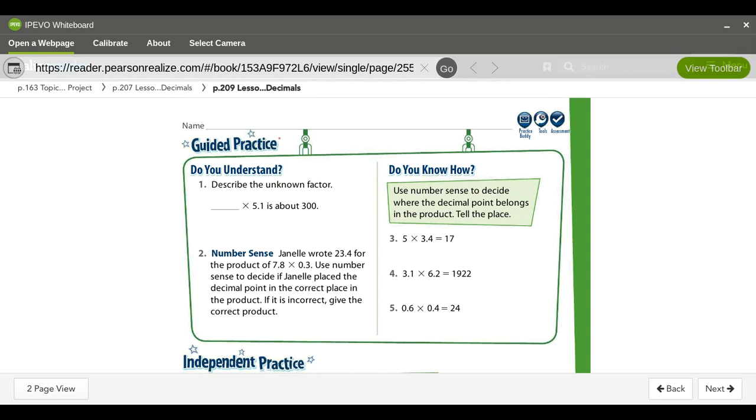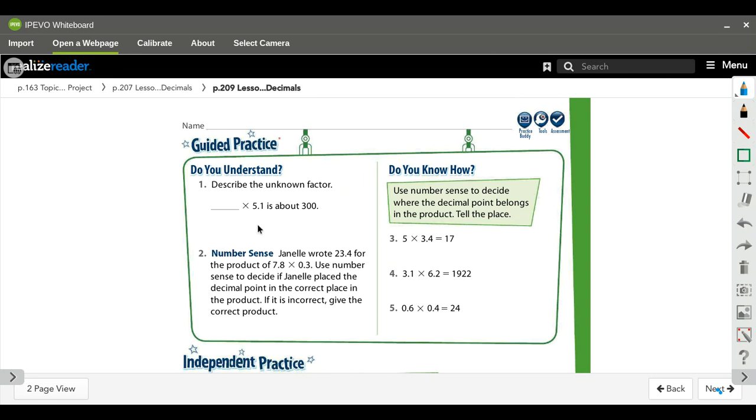So we're going to describe the unknown factors. We're going to do the opposite this time. So if 5 times something is going to be about 300, I need to use what I know about these two numbers. So in order to get this, I'm going to say, okay, if I have 300, I'm going to work backwards. I'm going to do 300 divided by 5.